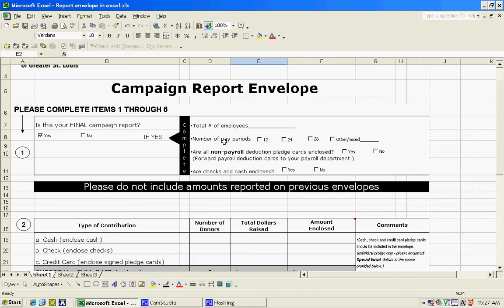I should also mention that if your company has pledge cards that are received after your final envelope is turned in, those pledge cards can still be turned in at any time. But if you believe and are fairly certain that this is your final envelope, check yes and move on to the next section.